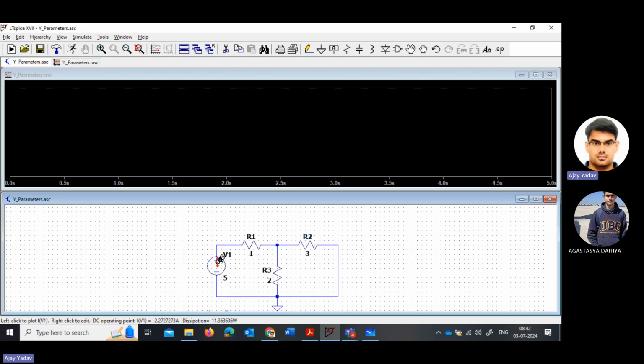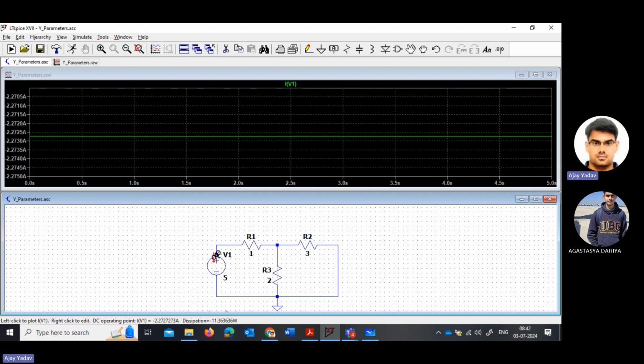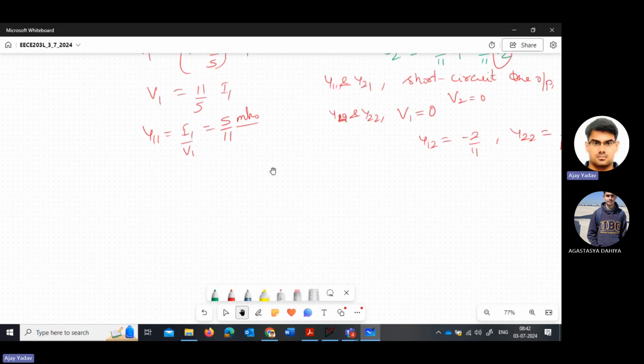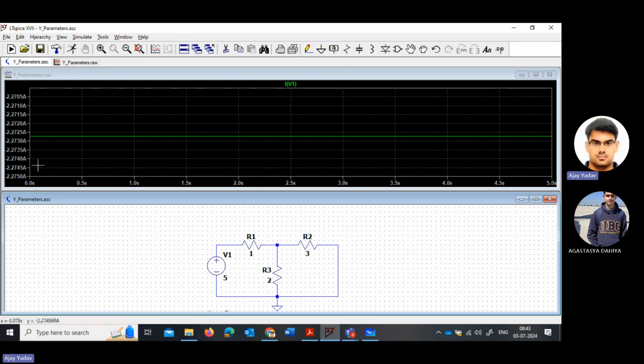If you see here, this is the voltage and I want to calculate the value of current. Here, if you see, the value of current is 2.273, in between 2.273 and 2.2725. So half of this will be what? So the experimental results are saying that the value of I1 is 2.27.